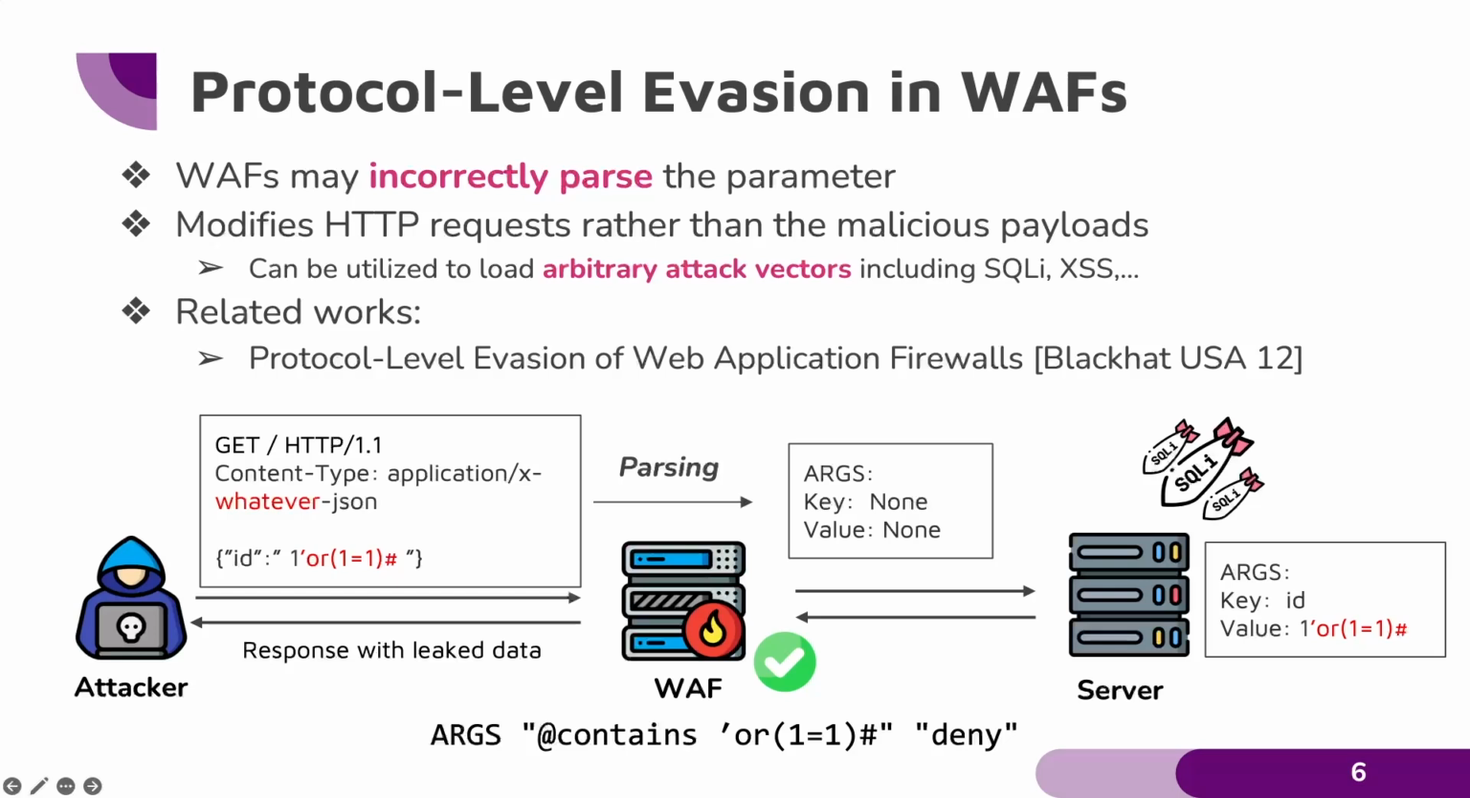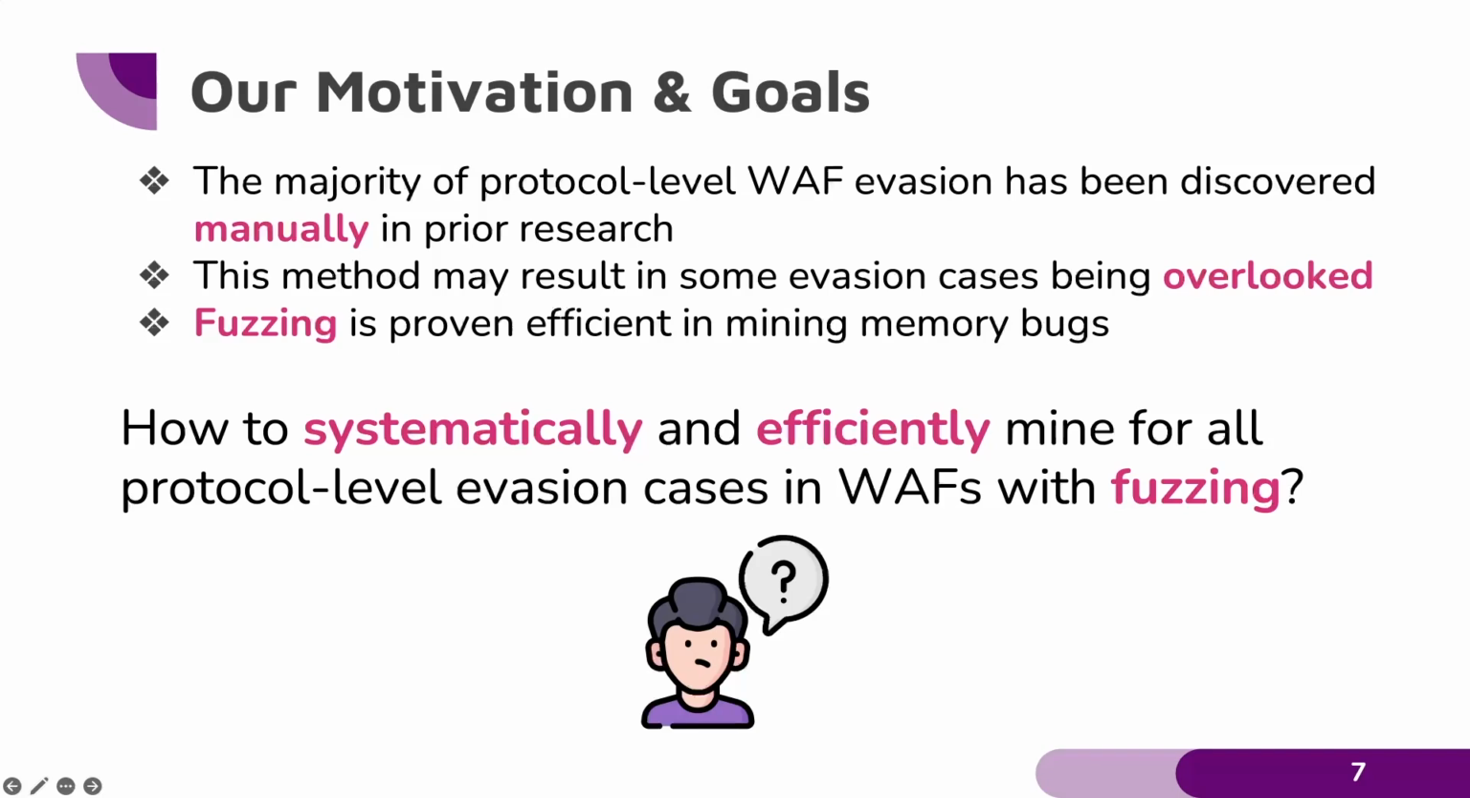Despite the concept of protocol-level evasion having been proposed at Black Hat USA for years, we found that the majority of protocol-level WAF evasion has been discovered manually, which may result in some evasion cases being overlooked. As we know, fuzzing is proven efficient in mining memory bugs. So how about using fuzzing to systematically and efficiently mine all protocol-level evasion cases?